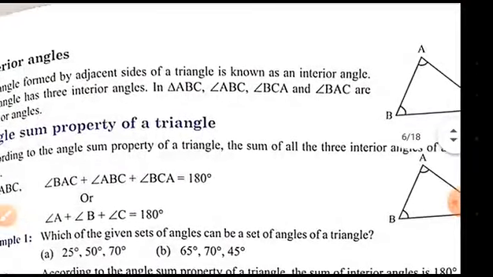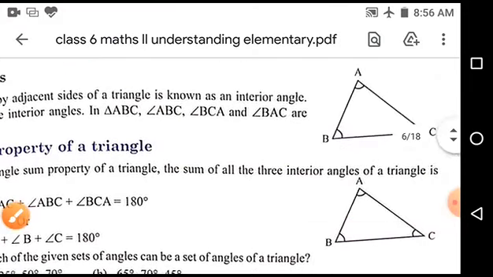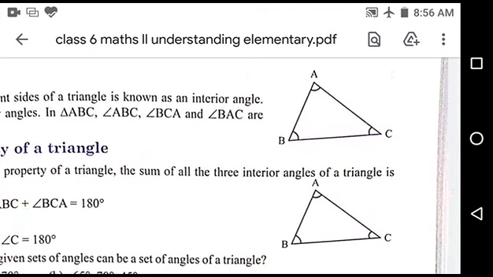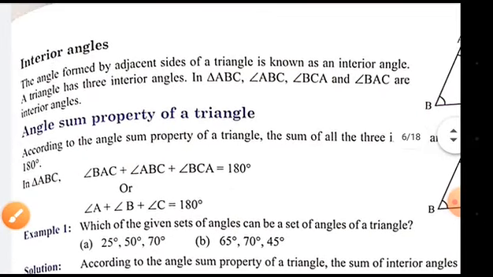Now the next topic is interior angles. What are interior angles? You can easily see in the diagram angle A, angle B and angle C. They are made inside the triangle. That means they are part of the interior of a triangle. That's why they are called interior angles. And if we draw angles outside of a triangle, then these angles are said to be exterior angles. Clear?